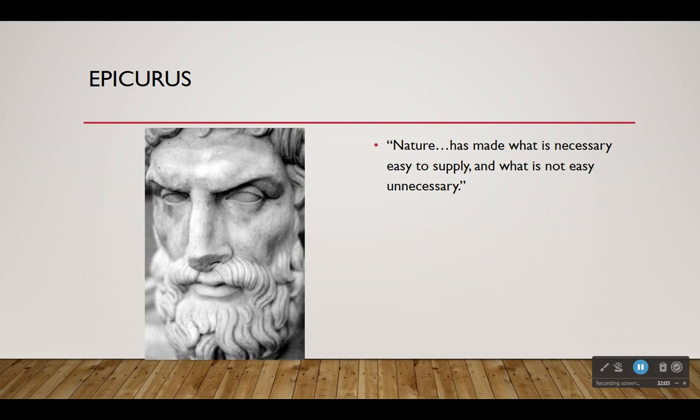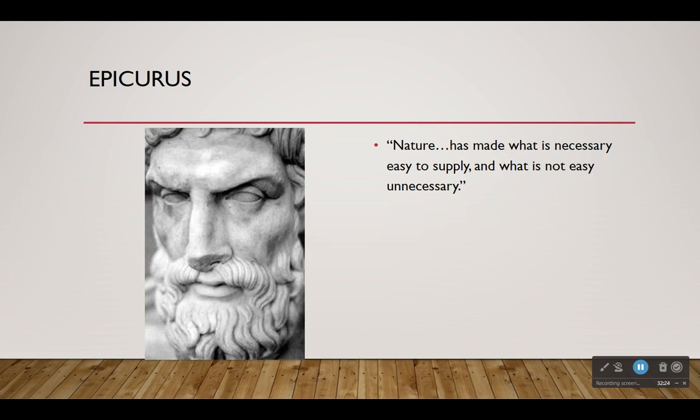Same goes for power. Is great power easy to acquire? No, it requires a lot of time and effort. But guess what? From the fact that it's not easy to acquire, you know, according to Epicurus anyway, that it's not important to happiness. It's not necessary for happiness. If it were necessary for happiness, then nature would have made it easy to acquire, easy to supply.